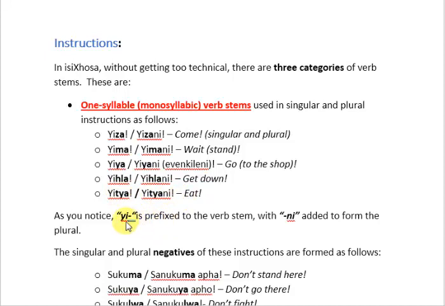Yihla, yihlani, get down. Yitya, yityani, eat. And what we notice here is that yi is prefixed to the verb stem, and in the plural ni is added.